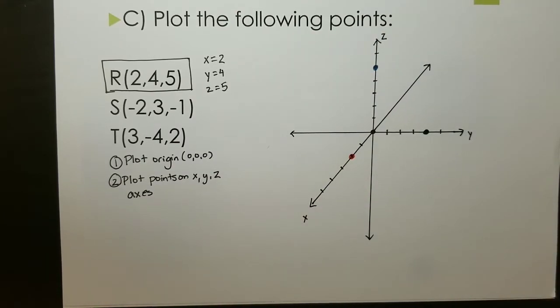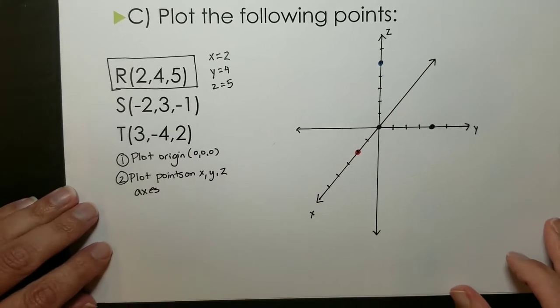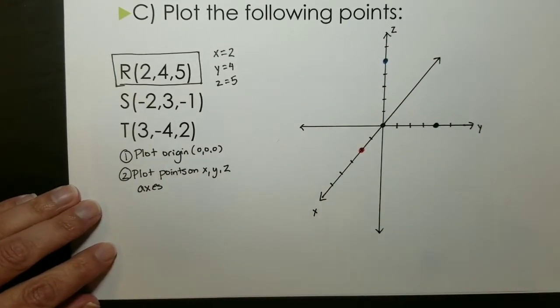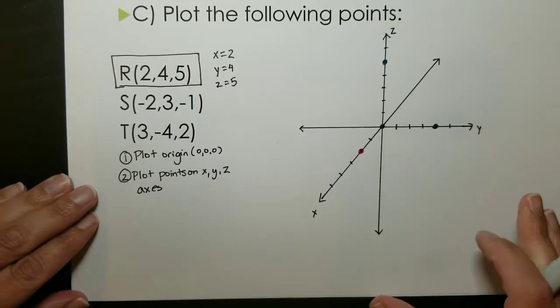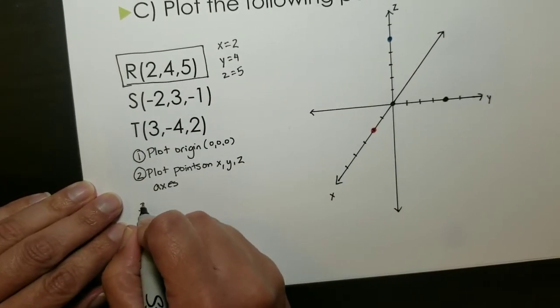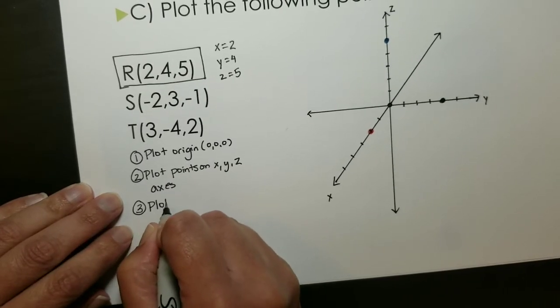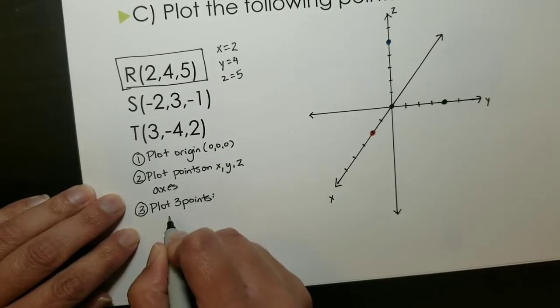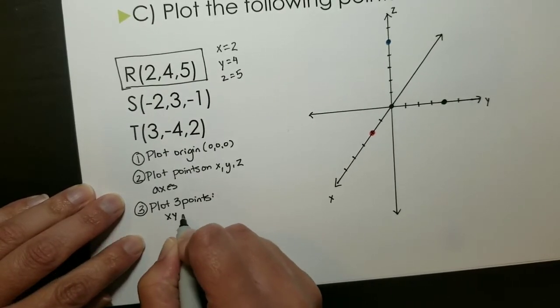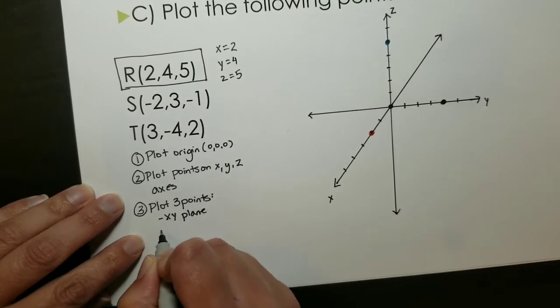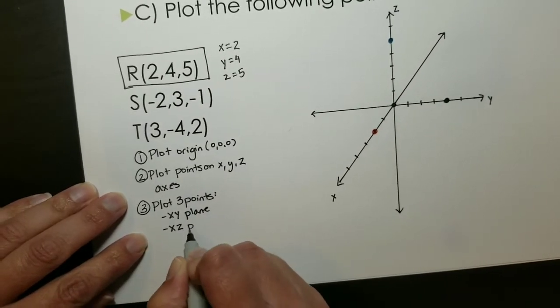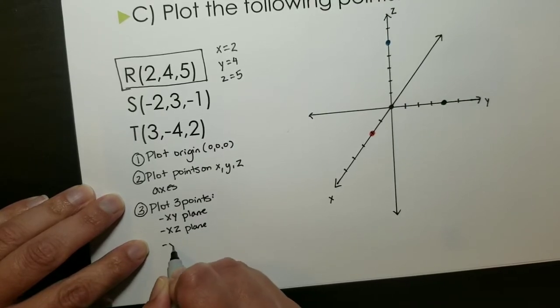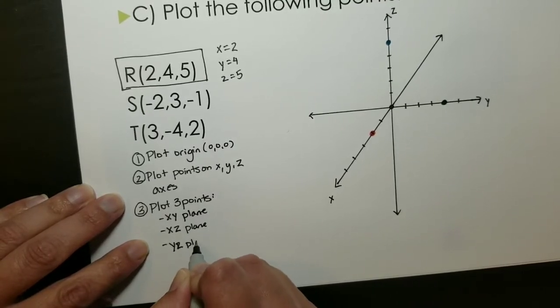The next step, I do need to use a pencil because there's a lot of potential mistakes that can get made here. We're going to now plot 3 points. One will be on the XY plane. One will be on the XZ plane. And one will be on the YZ plane.